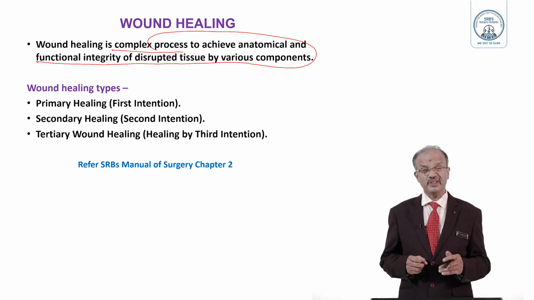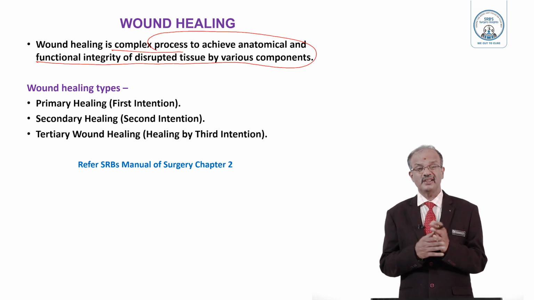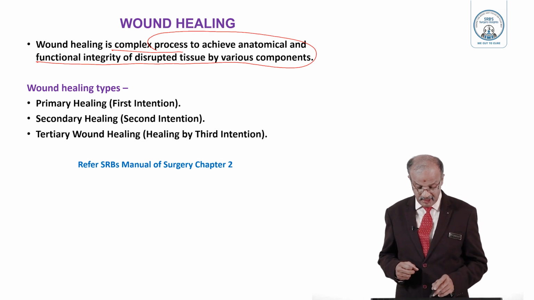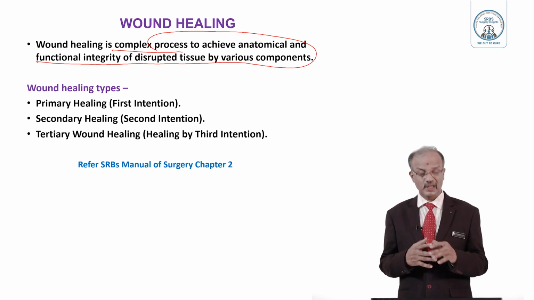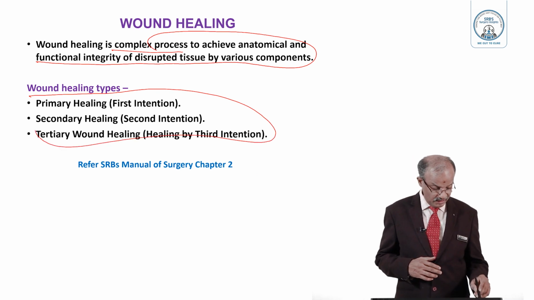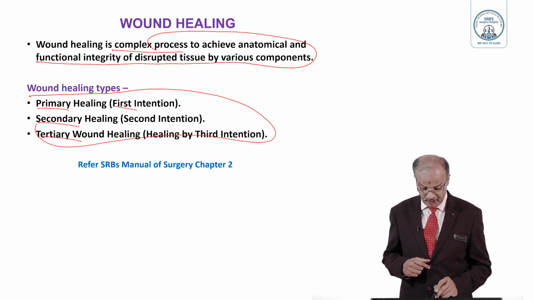In wound healing by second intention, there is a lot of edema in the wound. The edema subsides, then the scar heals later and forms a wider scar. There is secondary infection. Tertiary wound healing, by third intention, takes a long time to heal. So these are the basic healing types: primary, secondary, and tertiary healing, or first intention, second intention, third intention.